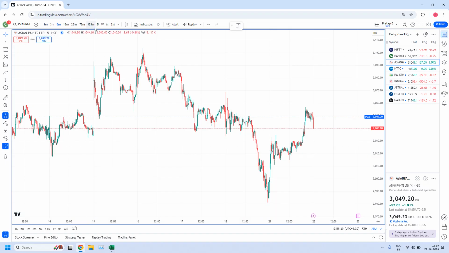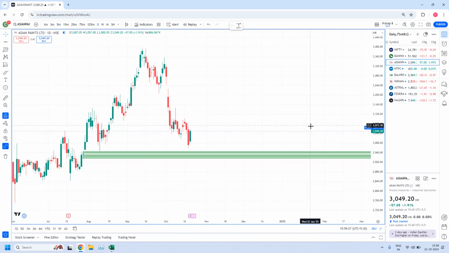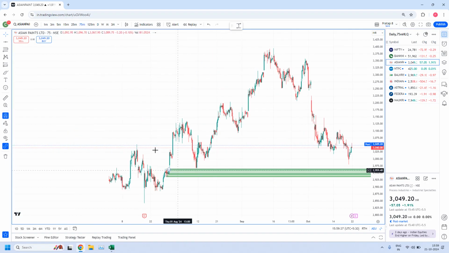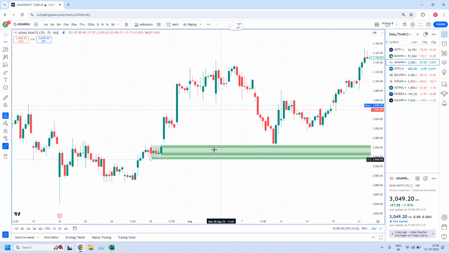We didn't get a trade. This is a daily zone. Rally, base, rally. I already fine-tuned this zone, but today price didn't enter. How did I fine-tune it? In the 75 minutes time frame. Here I found multiple order flows.